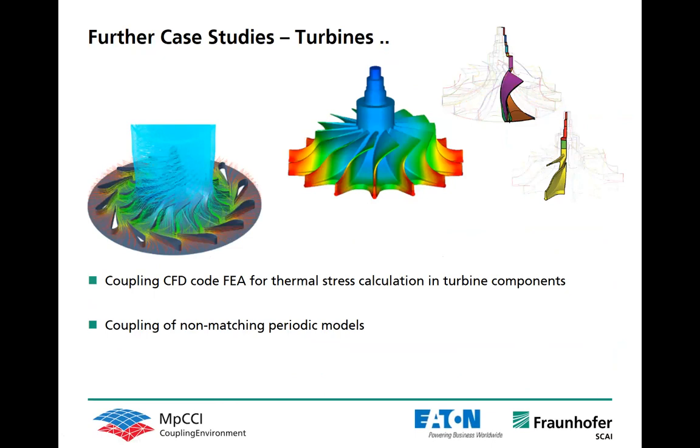In further cases, turbines, for example. One important part here is that typically in CFD, if you do a CFD calculation of a turbine, you only simulate one blade of that turbine, and then the CFD code does these cyclic symmetries for the full part. But unfortunately, if you do a structural simulation of that blade, you might have a different section not matching exactly to the section as used in the CFD part.